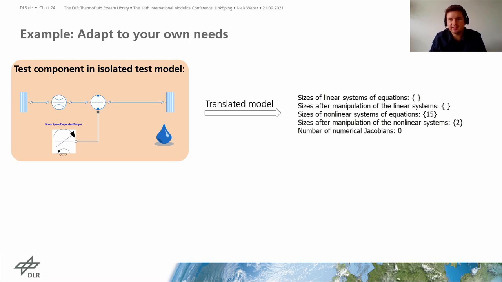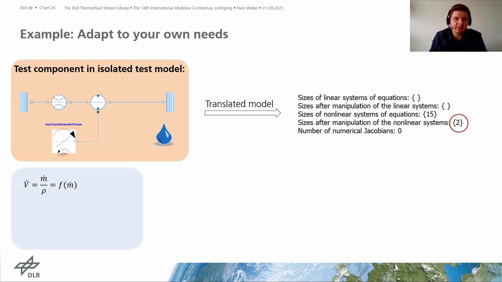And when we translate the model, we see that after index reduction, we still have a nonlinear equation system of size 2. In general, it's not problematic, but we always aim to have nonlinear equation systems with a maximum size of 1. So we want to get rid of it. And to get rid of it, we need to understand where it comes from. So we take a deeper look into the equations that we implemented before.